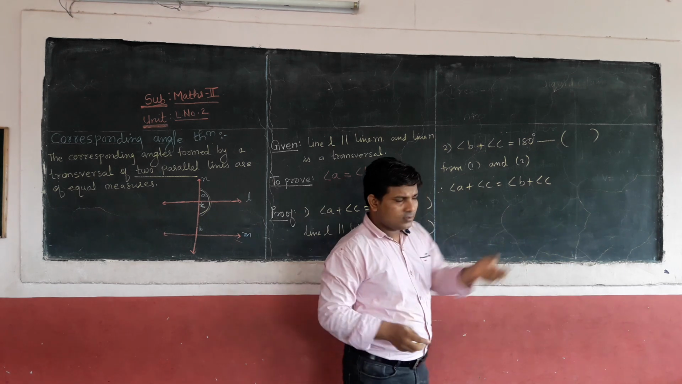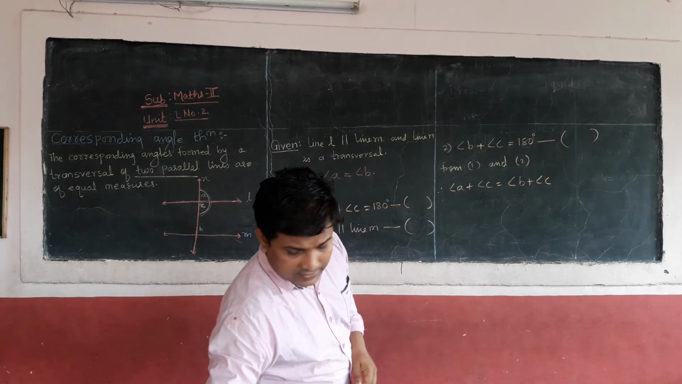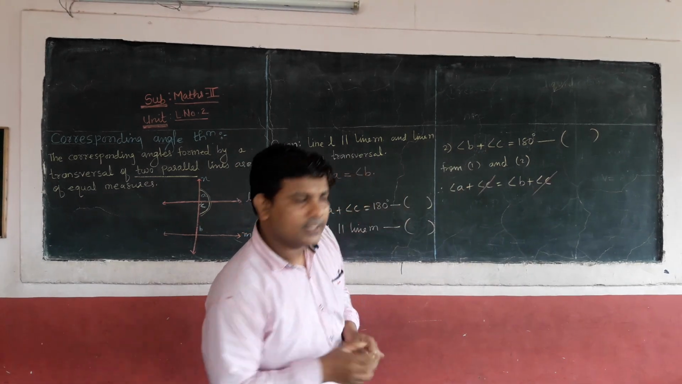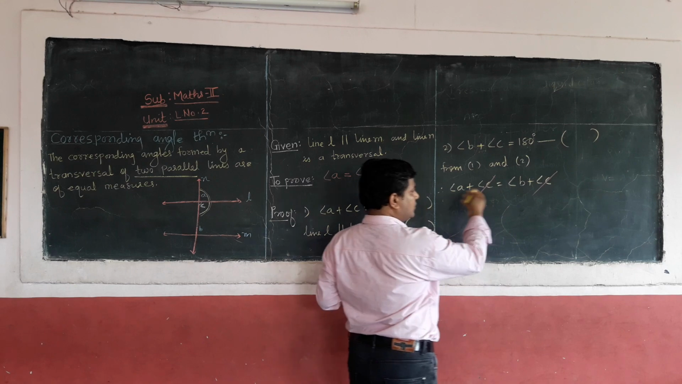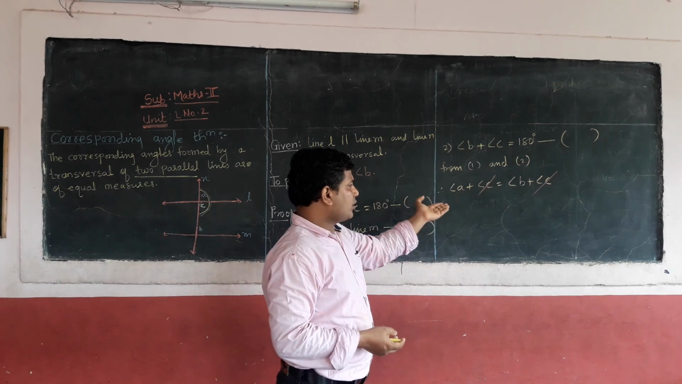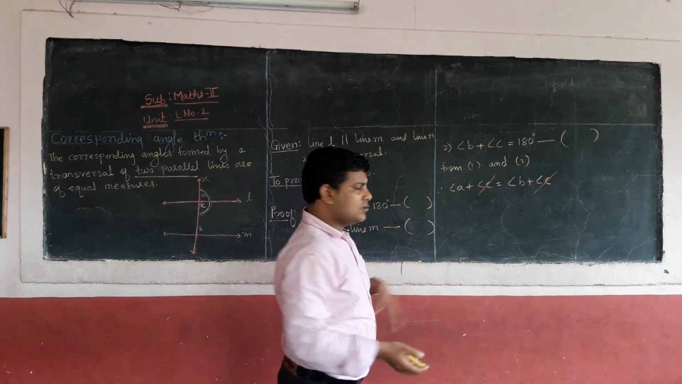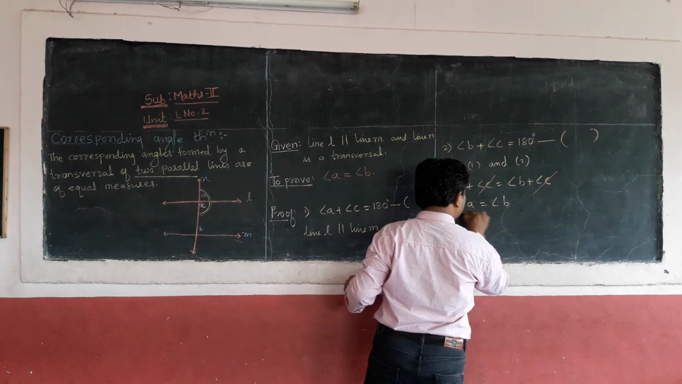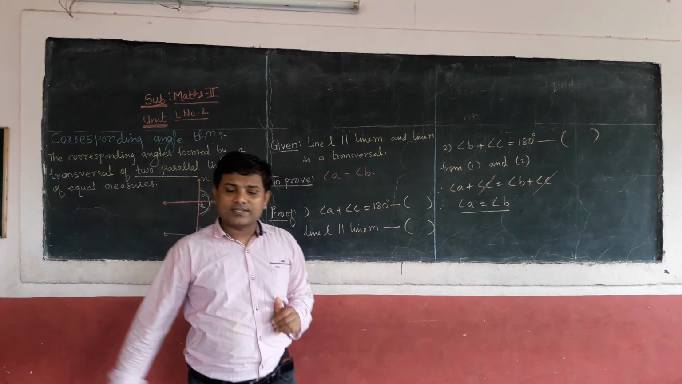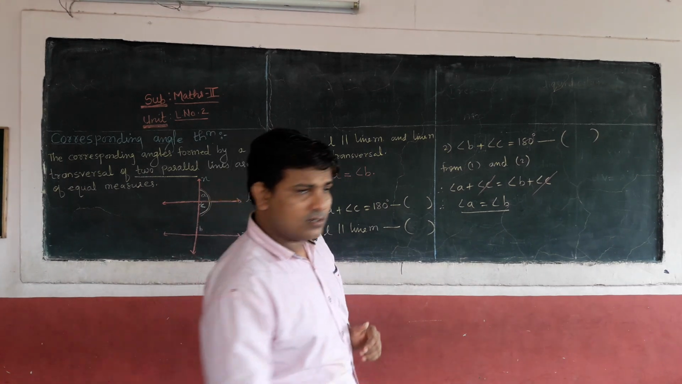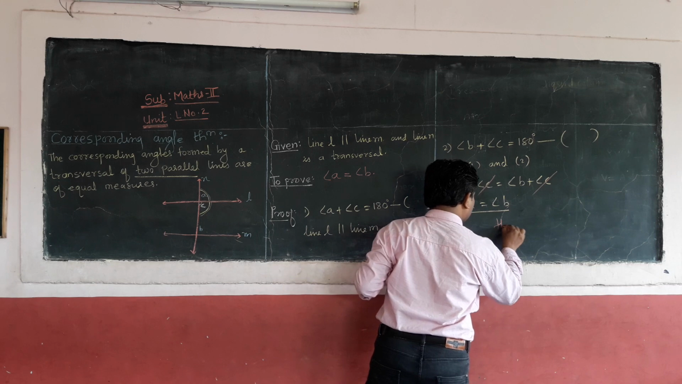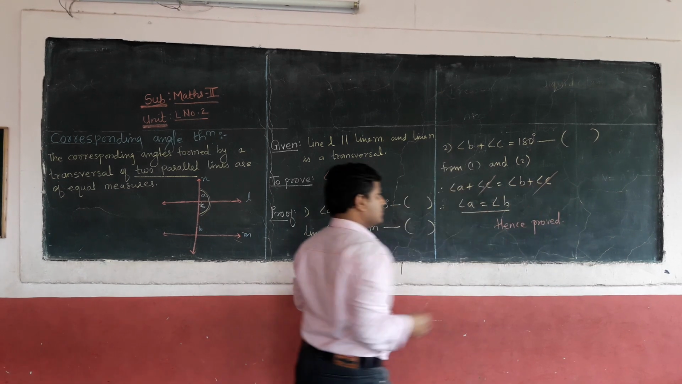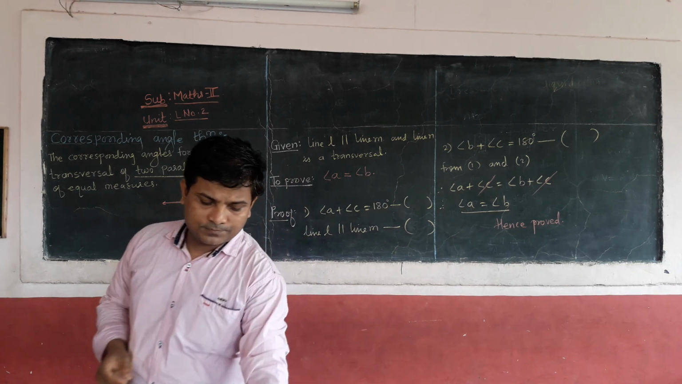Both are equal. If these are equal, what is getting cancelled here? C is getting cancelled. Yes or no? Yes. C and C both with their values, we will substitute 40 degrees, 40 degrees, 40, 40 will cancel. So what is remaining? Angle A is equal to angle B is remaining. And hence it is proved that if the two lines are parallel, then the corresponding angles are congruent. So please copy it down in your notebook.